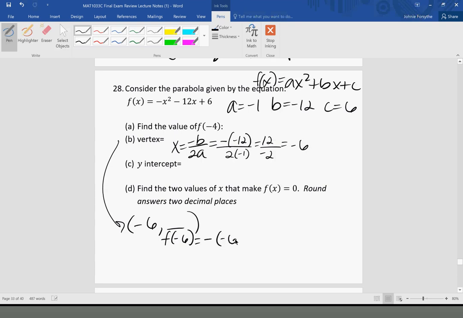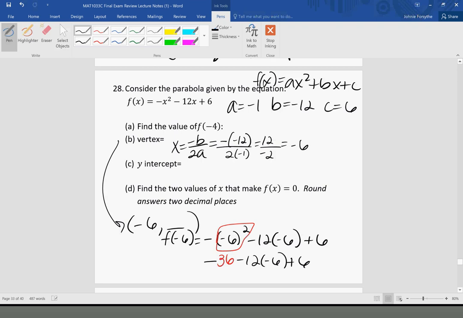So that's going to be negative times negative 6 squared minus 12 times negative 6 plus 6. So follow your order of operations. Parentheses first. Within the parentheses, if you can simplify, you do that. In this case, we can't do anything in the parentheses. The next step is exponents. So the exponent is here. What's the base for this exponent? This negative 6. So negative 6 squared is negative 6 times negative 6, which is positive 36. We still have this negative out here. Minus 12 times negative 6 plus 6.